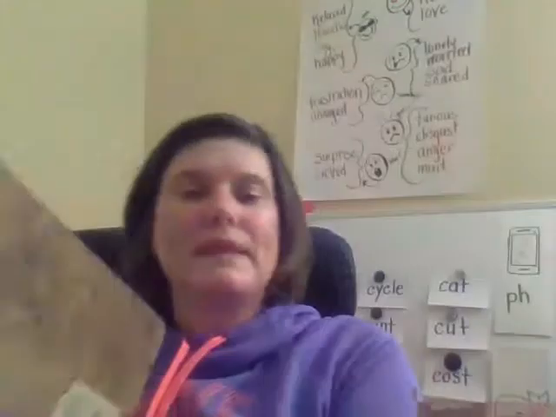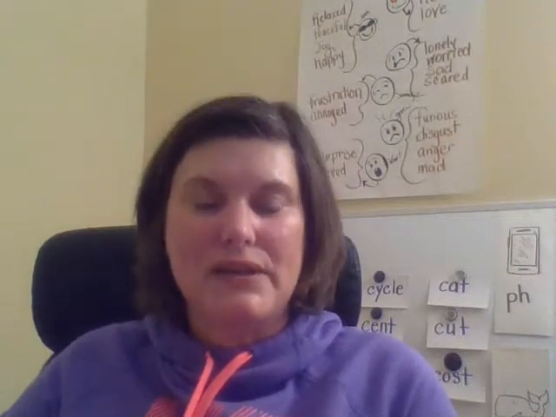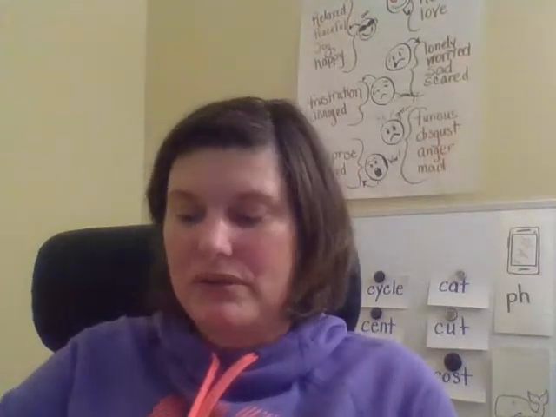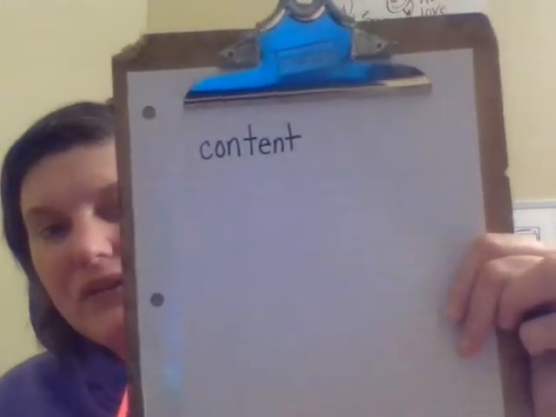Content. So first syllable, con. Con. It's a short vowel. Second syllable, and content. Content. Tent. I know how to spell tent. So I could put con and tent together.